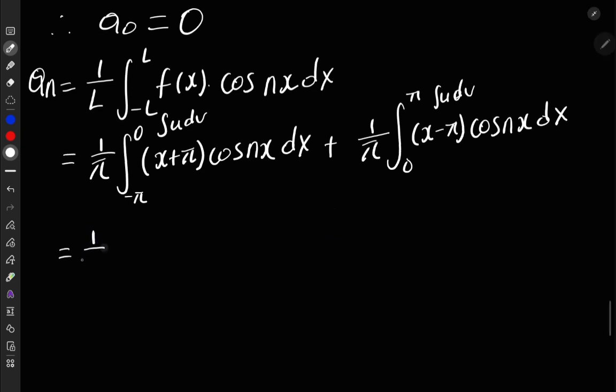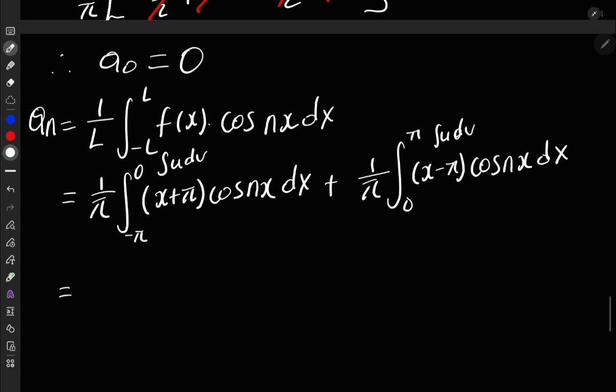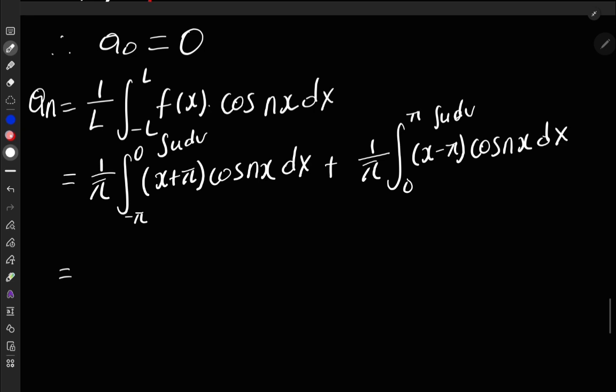So 1 over pi, let me just write the formula for the u substitution.